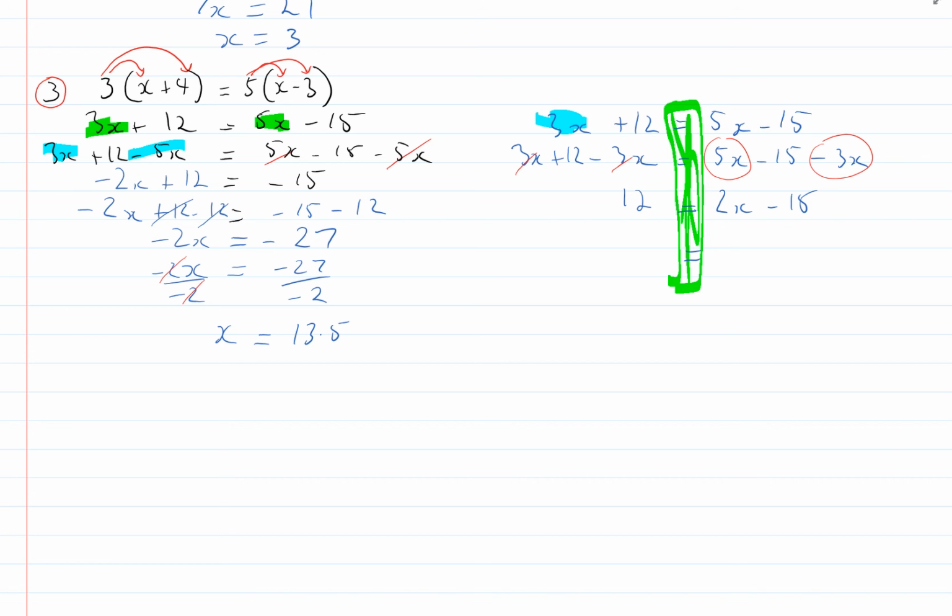And then the next step, because they're both equal to each other, I could just swap them straight over. So I'd have 2x minus 15 equals 12, and now it looks like a nice question. My next step now is to plus the 15. So 2x minus 15 plus 15, 12 plus 15, and I get 27, and they cancel out. I get 2x, and then x is going to be 27 divided by 2, and so x is equal to 13.5. We get the same answer.